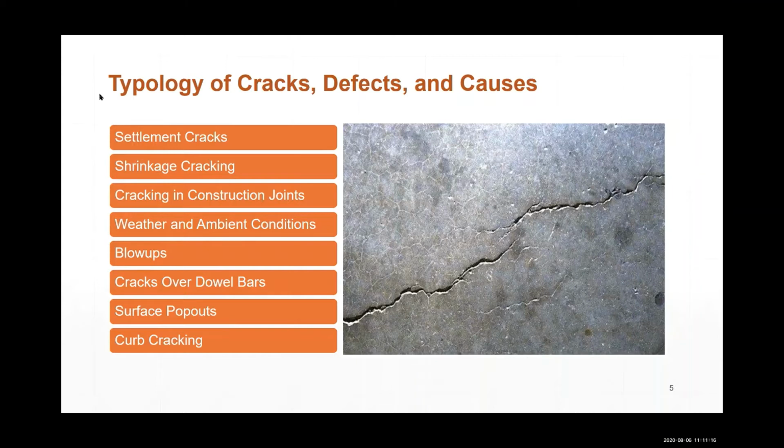Another thing is the weather, which almost always has a role in the occurrence of uncontrolled cracking. Air temperature, wind, relative humidity, and sunlight all influence concrete hydration and shrinkage. These factors may heat or cool concrete or draw moisture from the exposed concrete surfaces. Other different types of cracks are listed here: blow-ups, cracks over the dowel bars, surface pop-outs, and curb cracking.